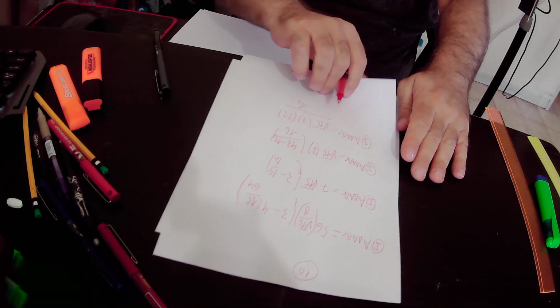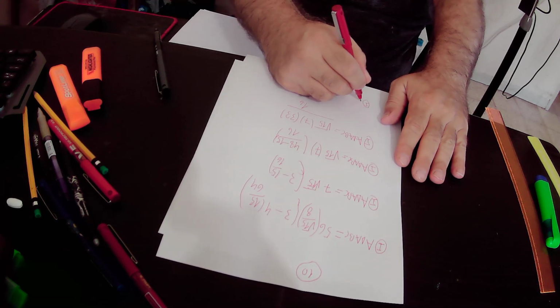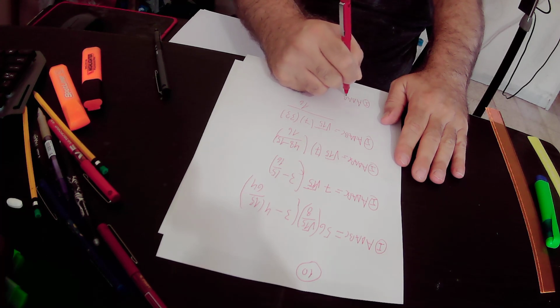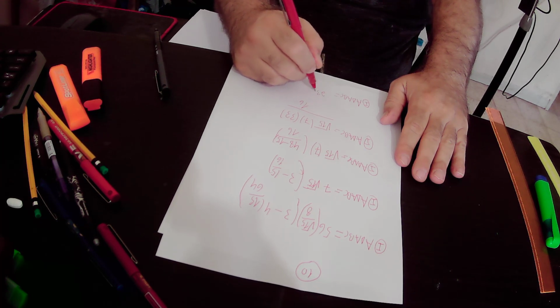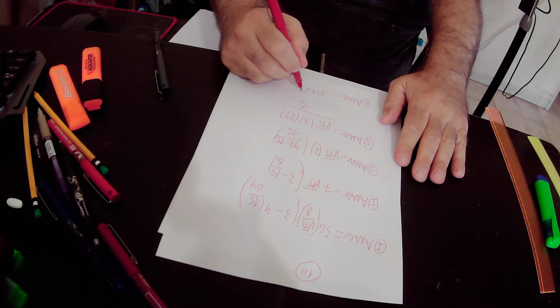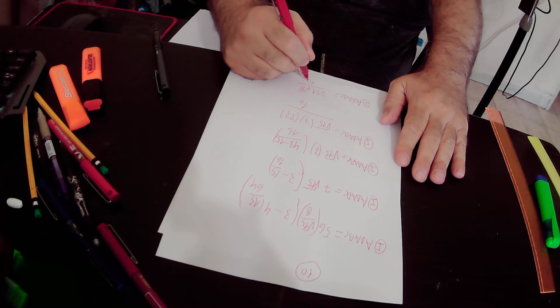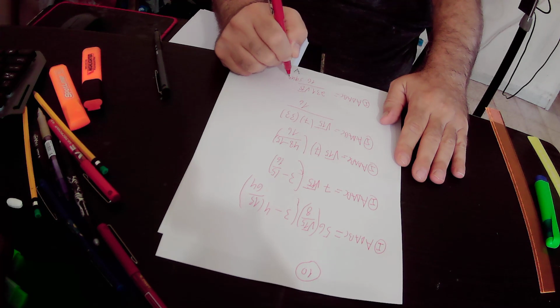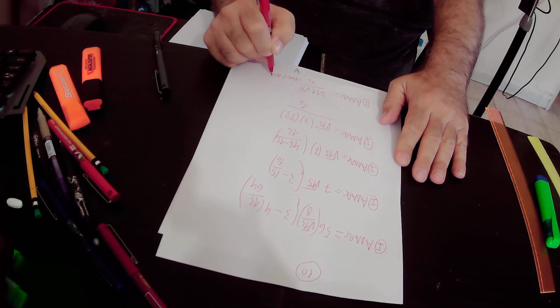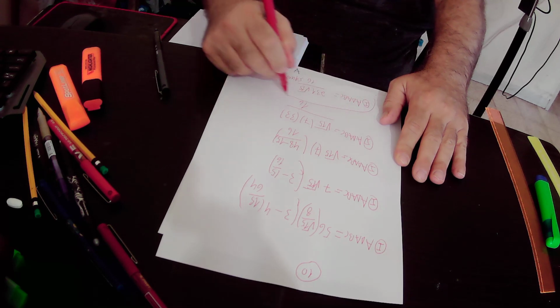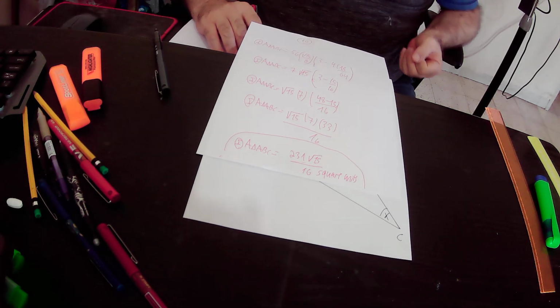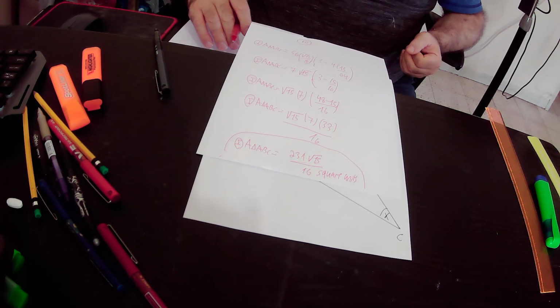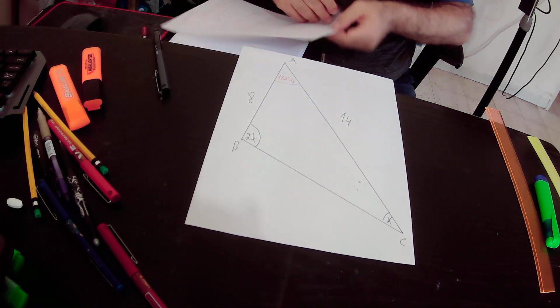So the final answer to the question is that the area of triangle ABC equals 231 times root 15 over 16 square units. Okay, so we found out that the area of triangle ABC equals 231 times root 15 over 16 square units. Now I will summarize the lecture.